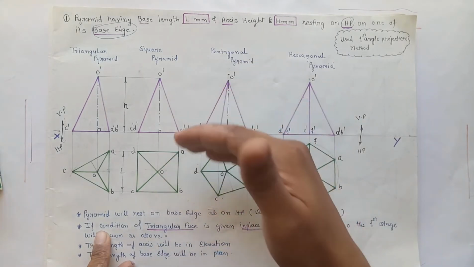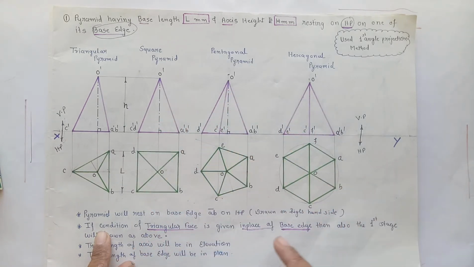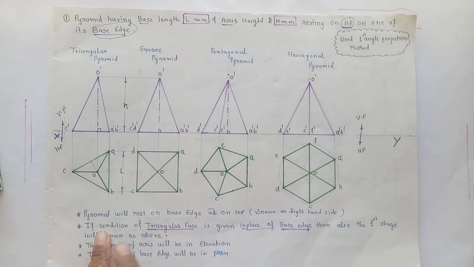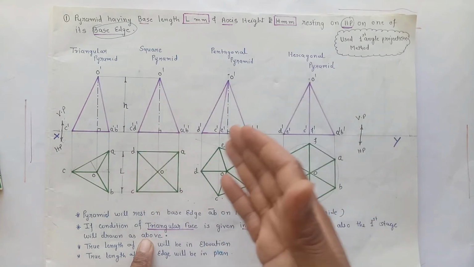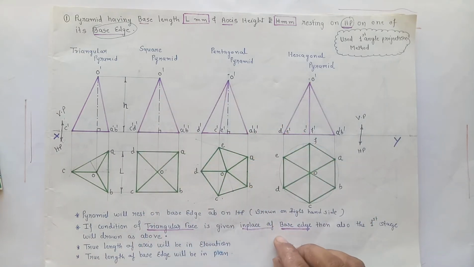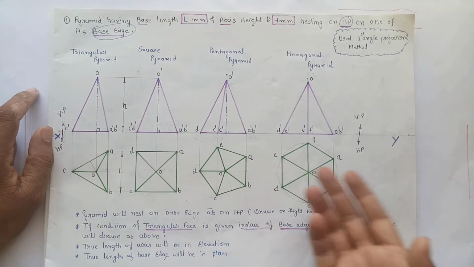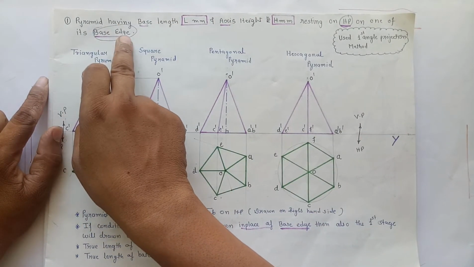Now we can also draw the first stage like this if we replace this condition of the base edge by the triangular face. So if the condition of the triangular face is given in place of the base edge, then also the first stage will be drawn as above. So here we have presented the first stage of each and every pyramid by using this particular statement.